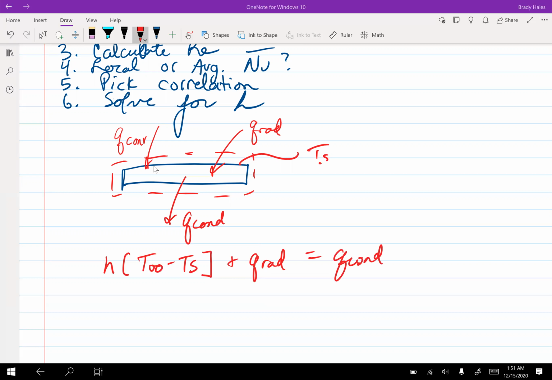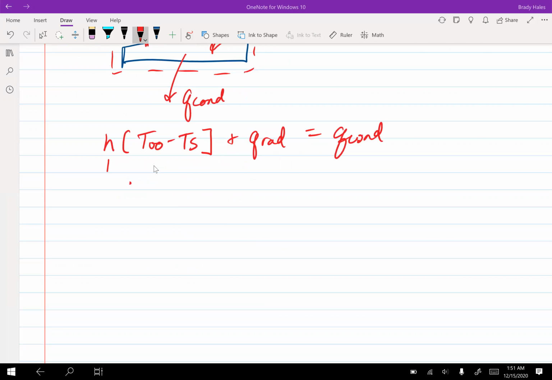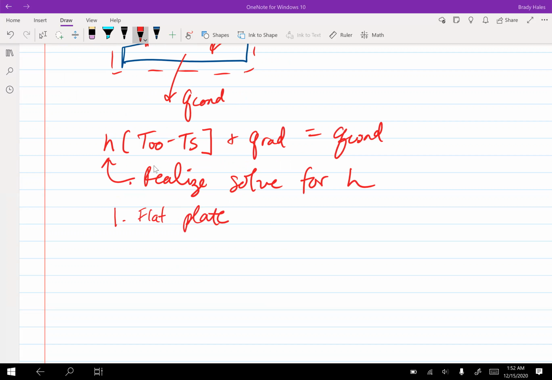Now, in solving this energy balance, you need to realize, solve for h, right? So you get here, you realize I have to solve for h. So 1, flat plate. 2, specify reference temperature. Now, personally, I always just start with the film temperature.